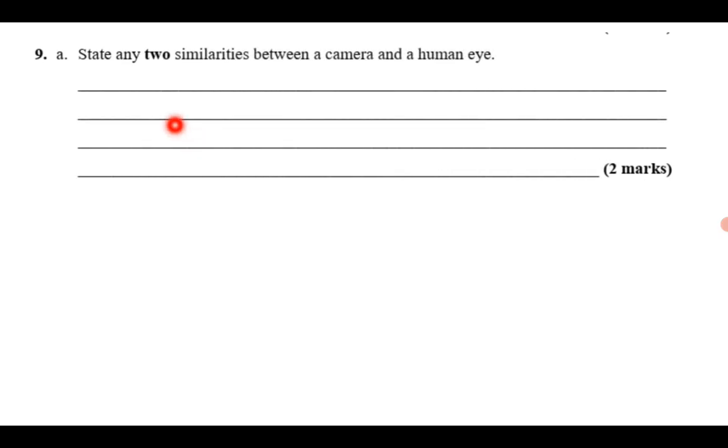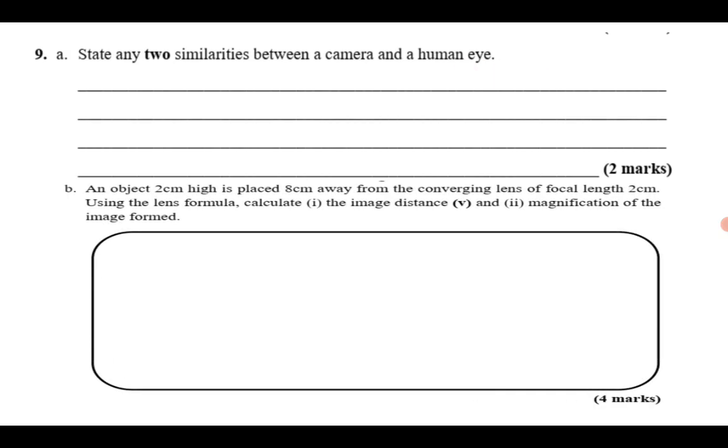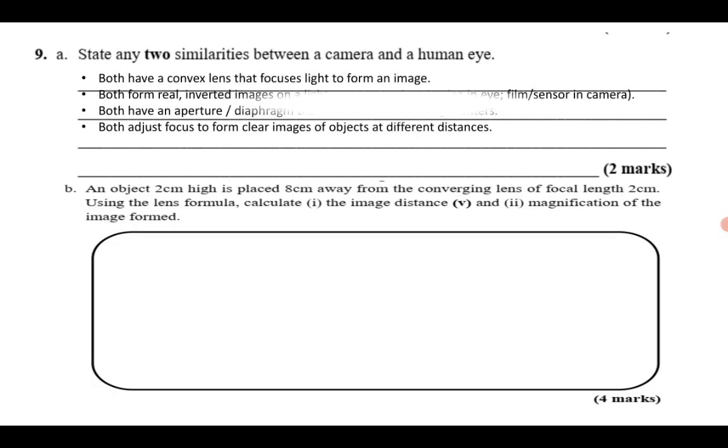Question number 9. State any 2 similarities between a camera and a human eye. How is a camera similar to a human eye? The camera and the human eye have the following similarities. Both of them have a convex lens that focuses light to form an image. The lens in a camera is convex, just like the one in the human eye.